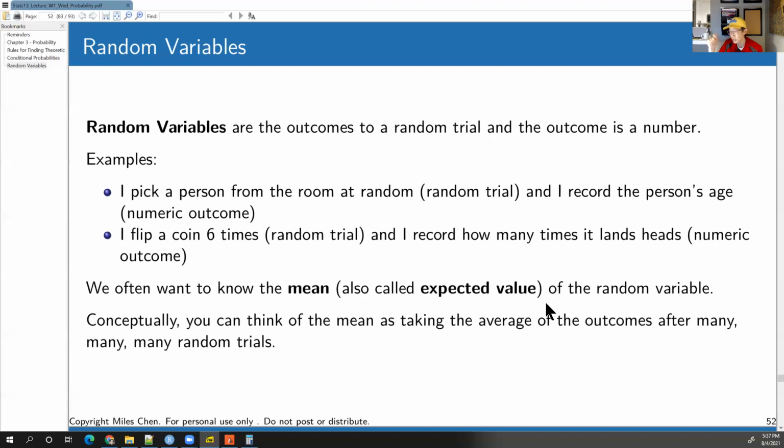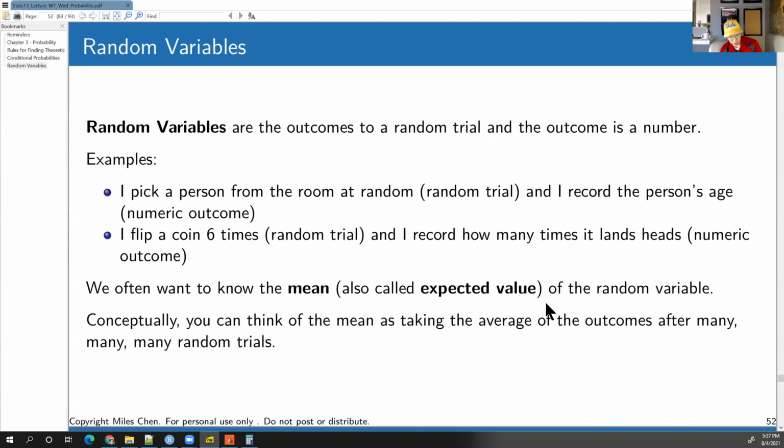So we can write down the person's age, the person's height, how much money they have in their wallet at that exact moment. Okay, it's a number, and for a random variable you're doing something random and writing down a number. Another example is we can say, I'm going to flip a coin 6 times. That's the random part. And the number we're going to write down is how many times it lands heads, right? So that's a number. We could say it landed heads 3 times out of 6 flips, or it landed heads 5 times out of 6 flips, okay?